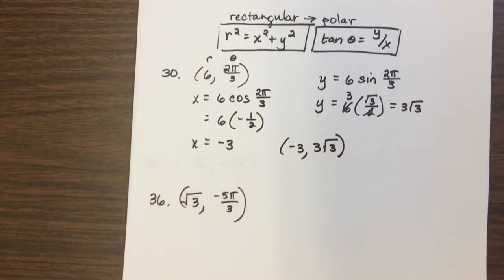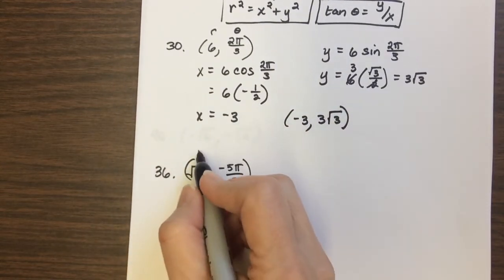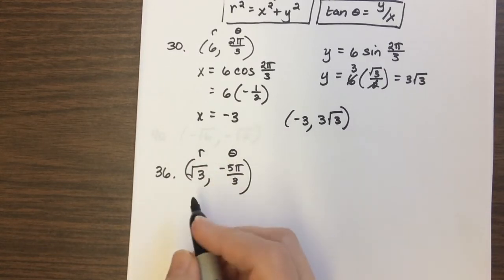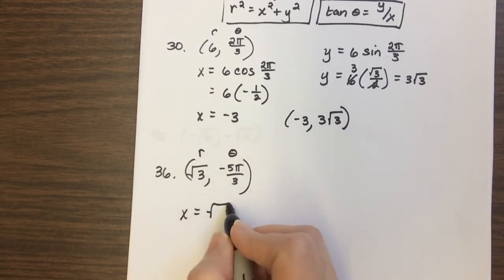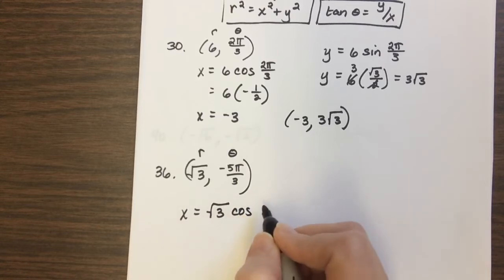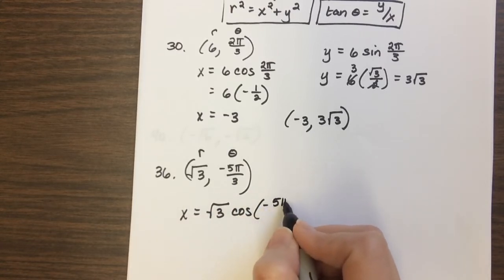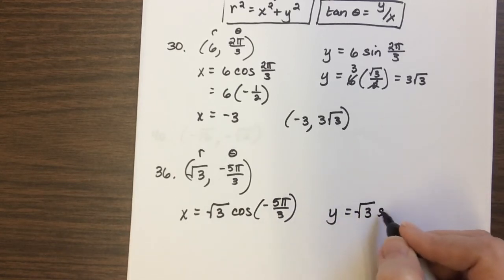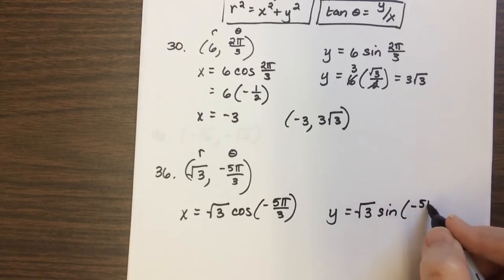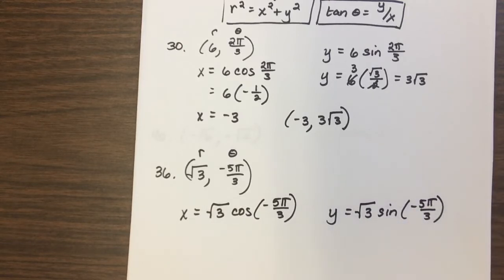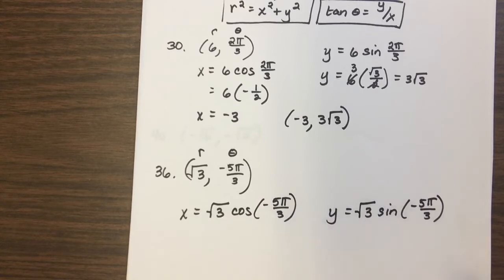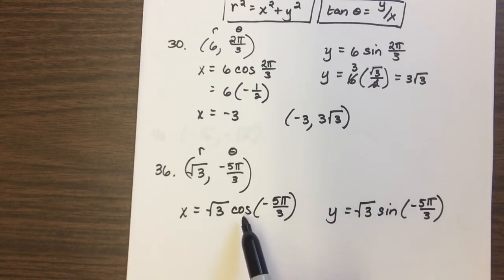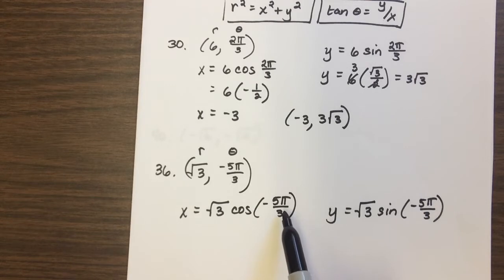Alright, let's do another one. 36, same thing. This is my r, this is my theta. I know that x is going to equal r times the cosine of theta. Y is going to equal r times the sine of theta. Alright, so if I'm looking at that, you can do this however you want to. You can use your even odd functions. You can find a coterminal angle, which is probably what I'm going to do, because right now I'm looking at that and thinking negative 5 pi over 3.